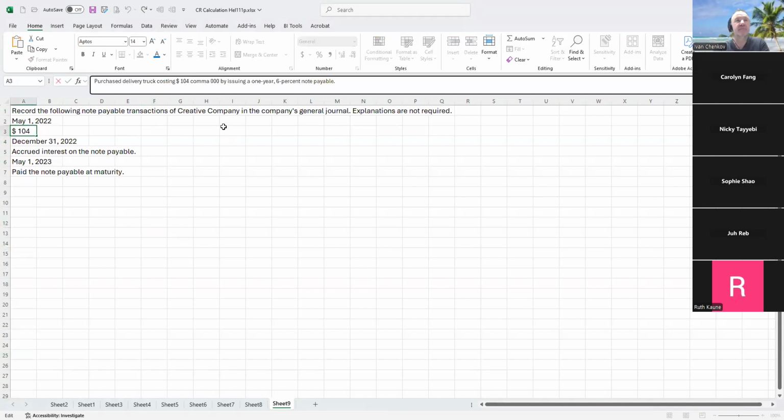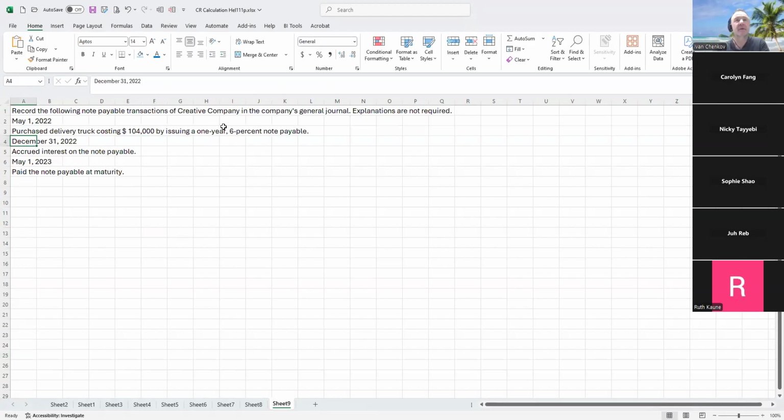On May 1st, they purchased a delivery truck for that amount, issuing a 1 year, 6% note payable. December 31st, we have to accrue the interest. So we have May, we have December, and we have May again. Let's go one after another. May 1st, which is our first entry. What are we going to do?